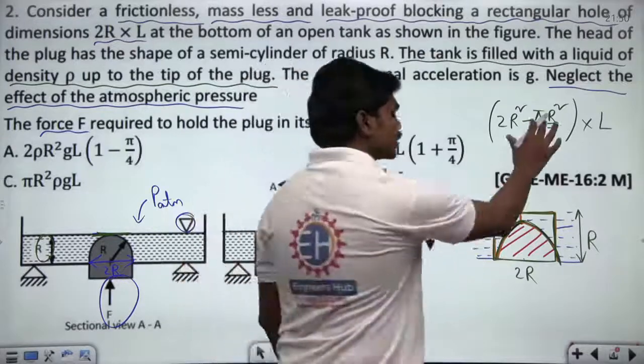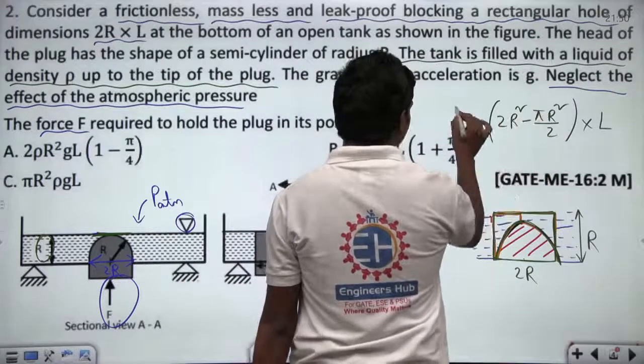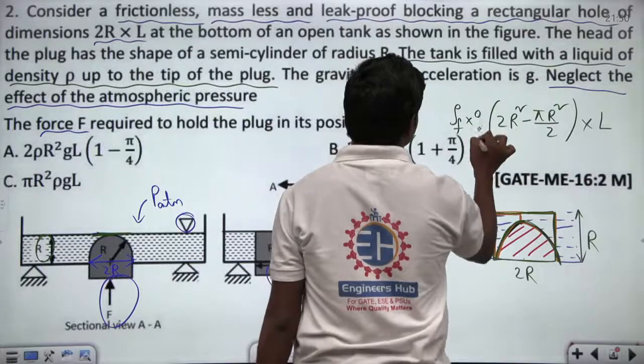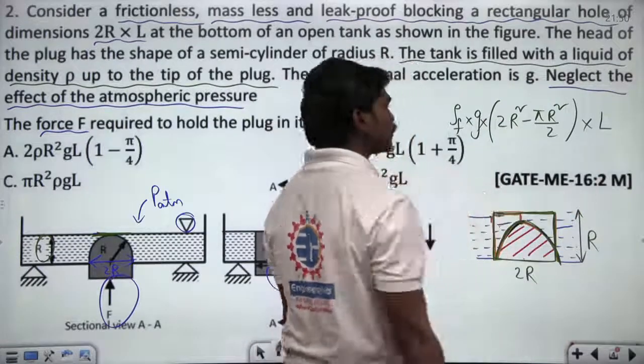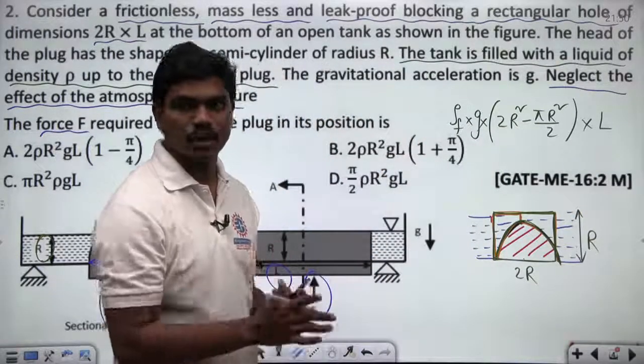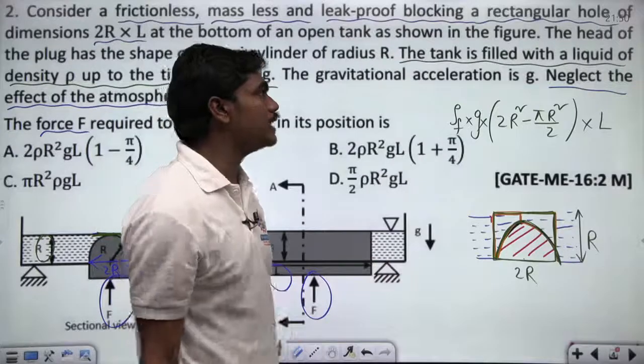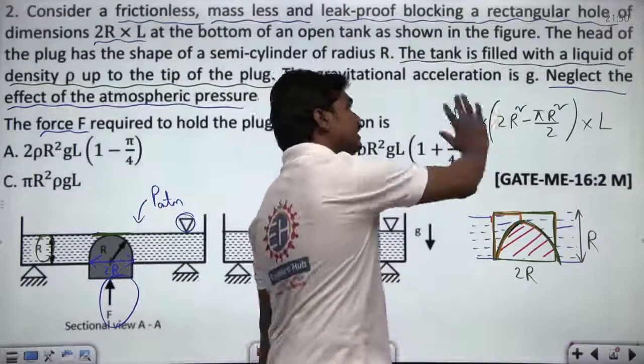Correct? So if this is the total volume of the fluid, and you multiply the volume with the density of the fluid and the acceleration due to gravity, this is the total weight of the fluid which is supported by this plug. Correct? So are you all clear till here? Please respond. Are you all clear? How did I get this expression?